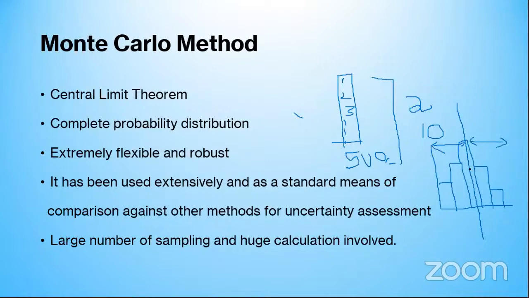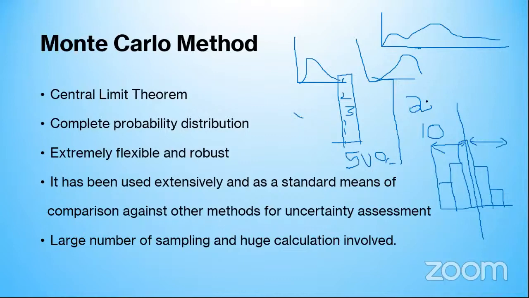But this may not be true in the real sense. Why? Because much data is either left skewed or right skewed, like this. Or some data can also be like this. So in this case, how you split your parameter values will be a big question, right?